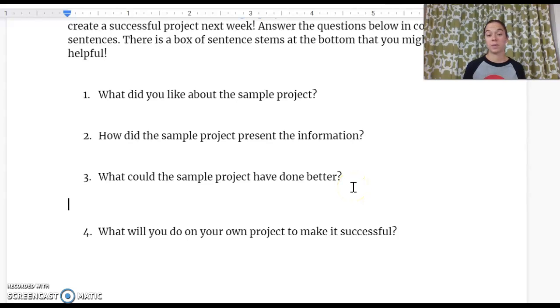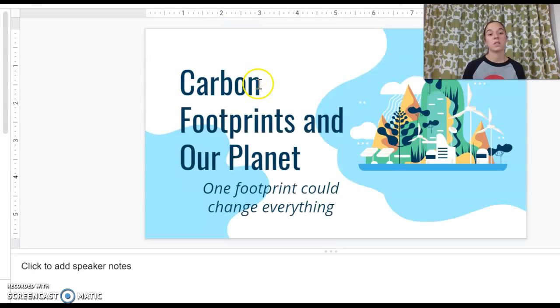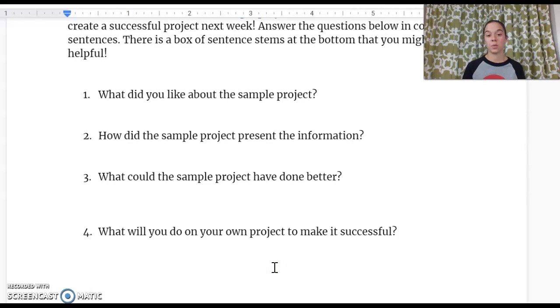How could the sample project have done better? Could they have added more, right? Was there more information you wanted? Could they have presented it differently, right? There's a couple of different ways you can think about that. And then number 4, what will you do on your own project to make it successful? So what are things that you saw here that you really loved, or that you would add that you can put on your own project?